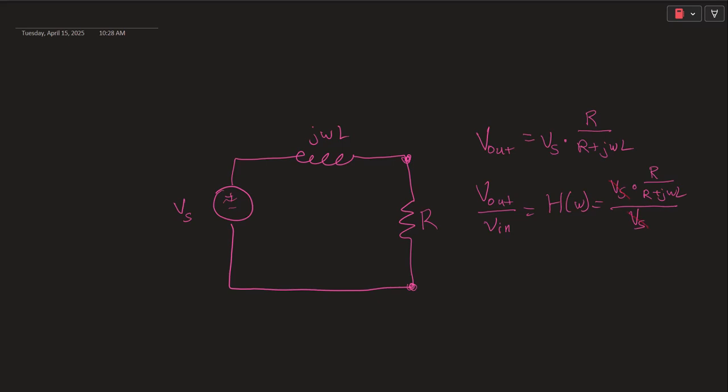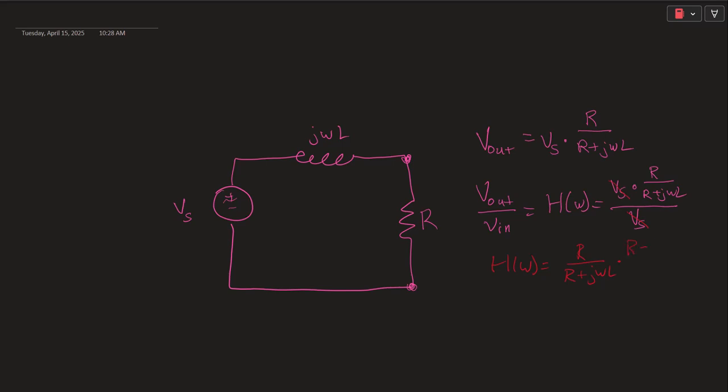So the Vs cancel, and I get H of omega equals R over R plus j omega L. Now if I rationalize this, actually, rather than rationalize it, let's get the magnitude. Well, no, let's go ahead and rationalize it, and then we'll get the magnitude.